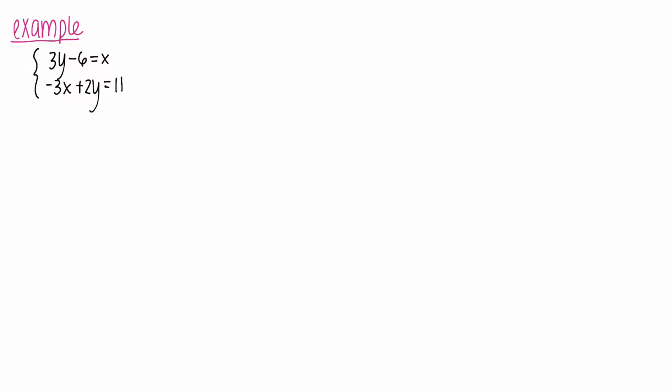So 3y minus 6 is equal to x. -3x plus 2y is equal to 11. When I look at this, I notice right away that x has already been solved for in this first equation. X is on the left here, but we could easily write x on the left and have this be 3y minus 6. So we already have x solved for.